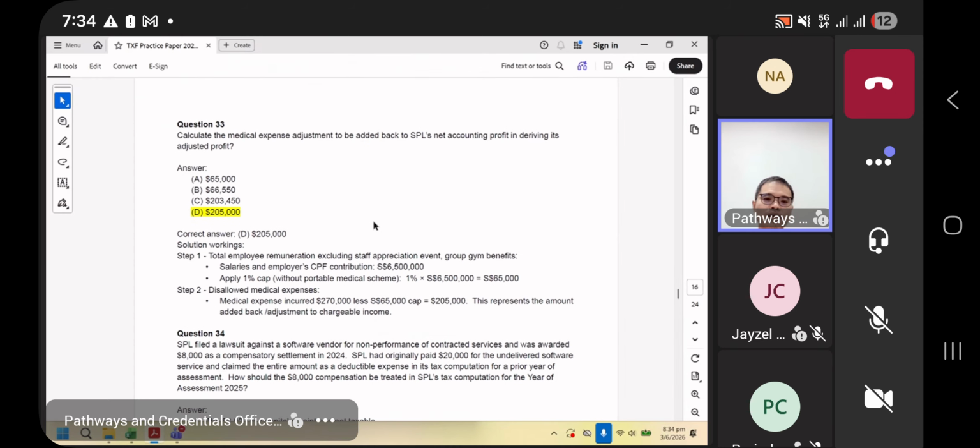Okay, now let's talk about the medical expense adjustment. You all know that for medical expense, not 100% will be deductible. It will be determined by whether this is a portable scheme or not a portable scheme. So how do you calculate the medical expense adjustment to be added back to SPL net accounting profit in deriving its adjusted profits?